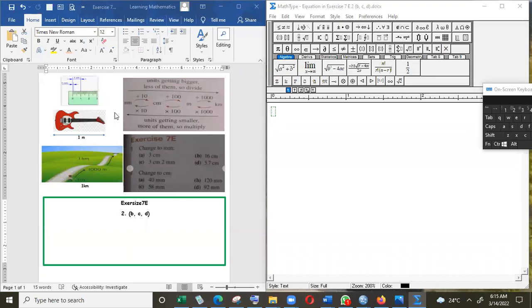Measurements. The millimeter is like an ant. The centimeter, the width of your fingertip. The guitar is like a meter. So the kilometer now is like from Fresh Market to Astafans.